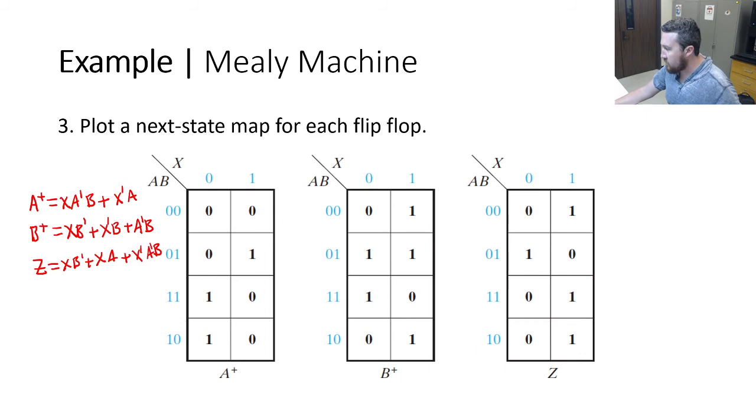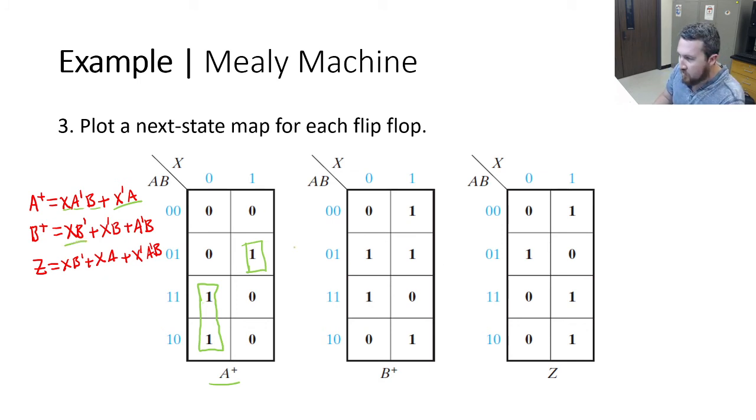All right, let me grab a different color, like green or something. Okay, so let's do A plus first. Here we have X A prime B, which should be X is 1, A is 0, B is 1. So that's that guy. And then X prime A is going to be X is 0, A is 1, which is going to be that guy. Then going over to B plus, we've got what?